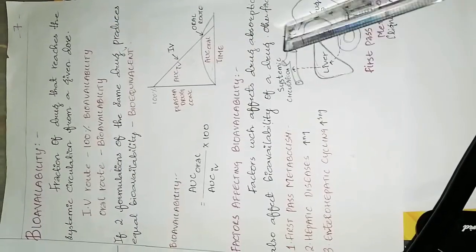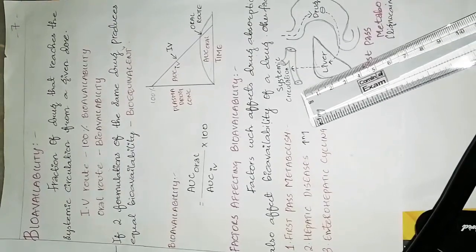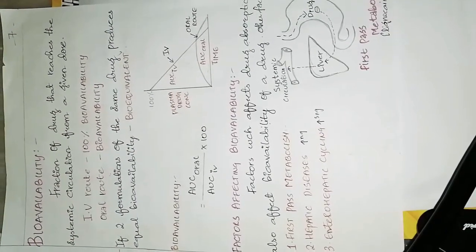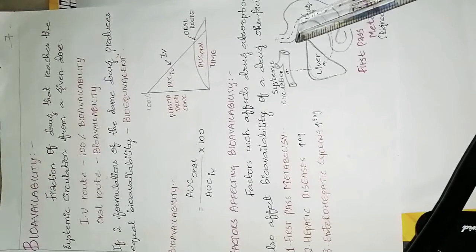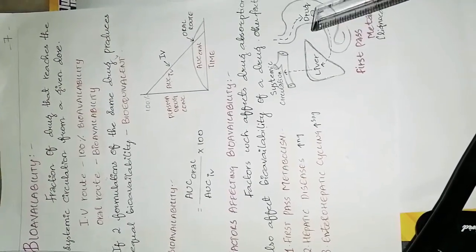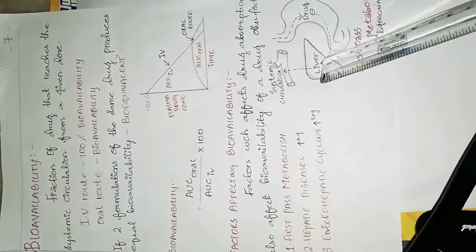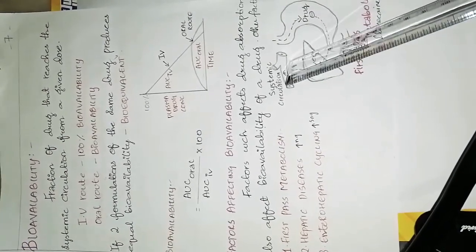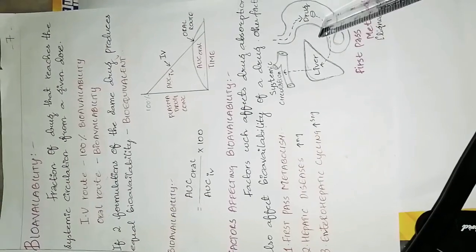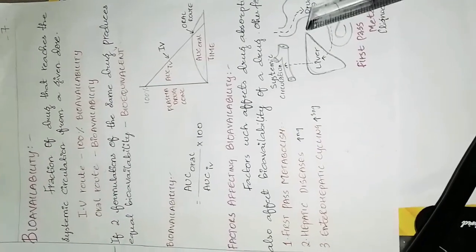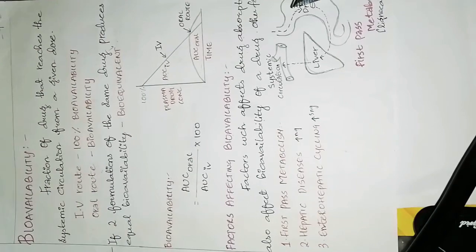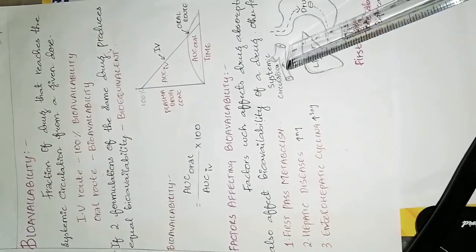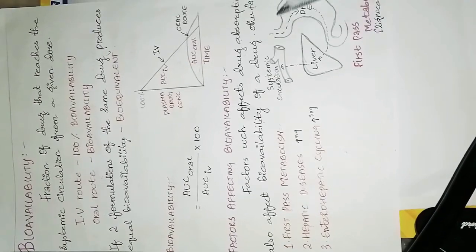Now the other factors. First is first pass metabolism. What is first pass metabolism? When drugs are administered orally, they have to pass through the gut wall via the portal vein, then enter the liver, and from the liver enter the systemic circulation. During this entire passage, certain drugs get metabolized and are removed or inactivated before they reach the systemic circulation. That process is known as first pass metabolism.